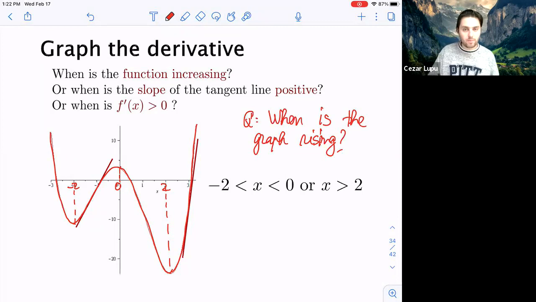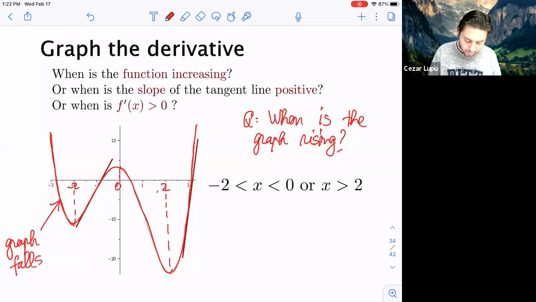On what interval? Let's see the first portion here. Is it rising here? All the way to -2? Not quite. The graph falls. Let's see, from -2 all the way to 0. Is it rising? Exactly. The graph is rising on this portion.